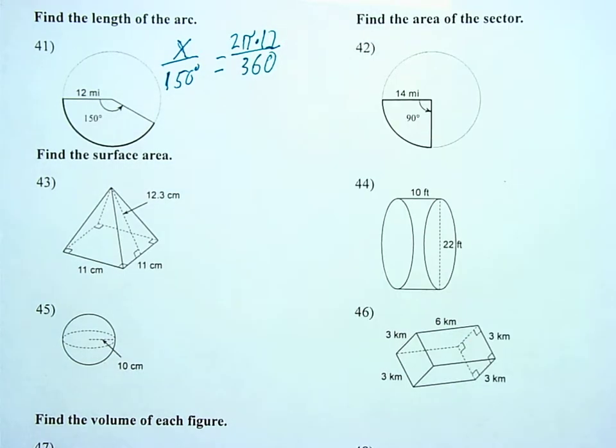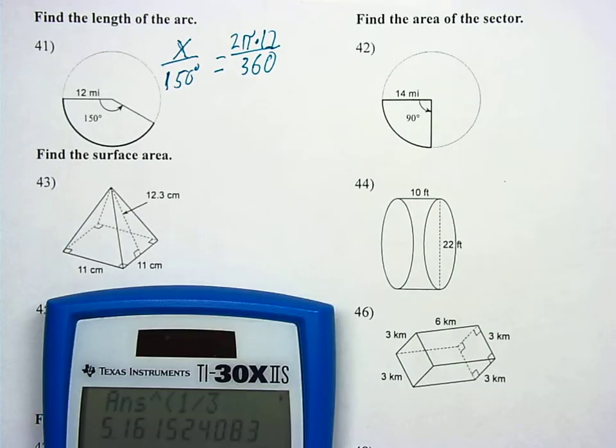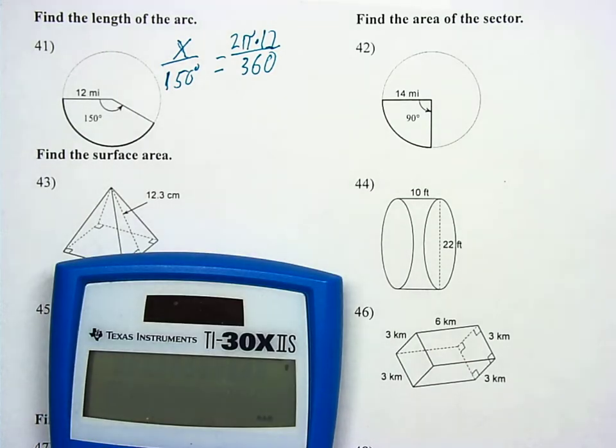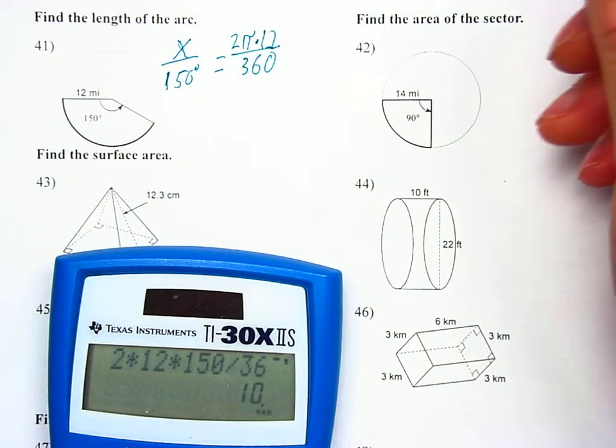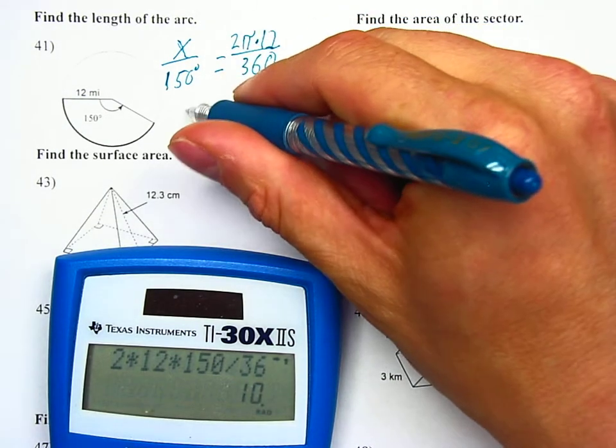And so we're going to reduce that. Now the pi here, we're going to leave it as part of our answer, that way we can have our answer in terms of pi. So I got 2 times 12 times 150 divided by 360. 10 pi is my answer. Again, I didn't multiply by the pi here because I want my answer in terms of pi.